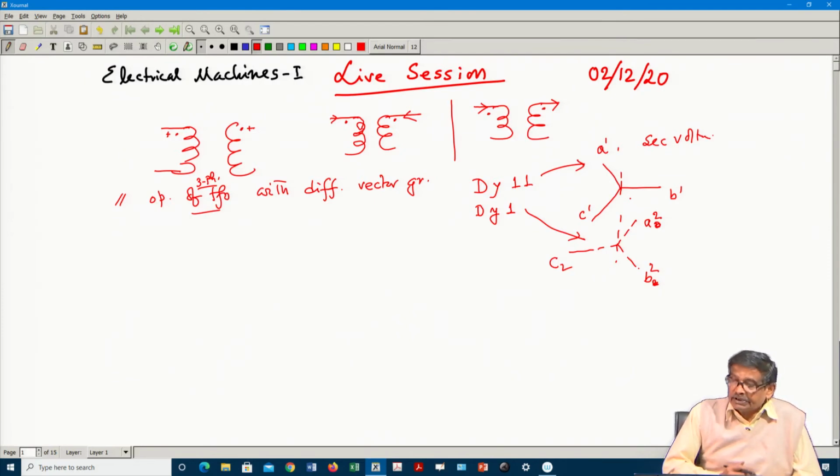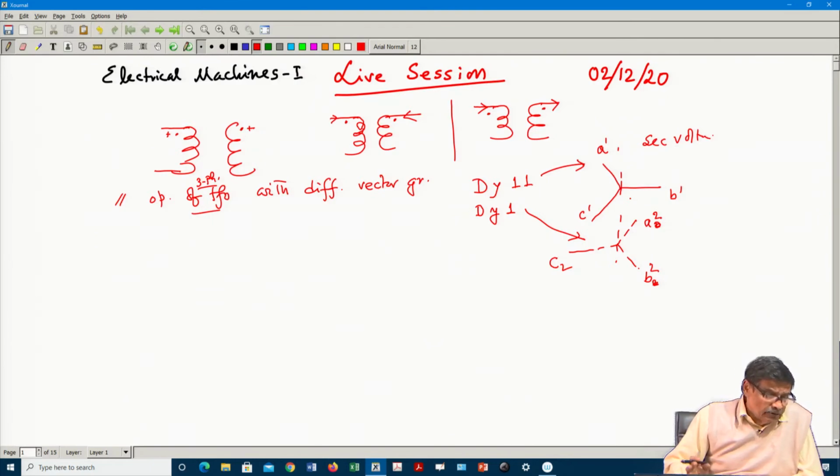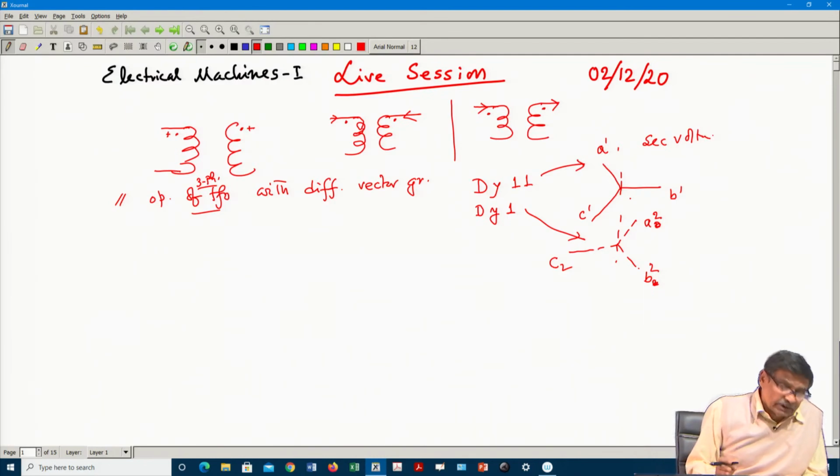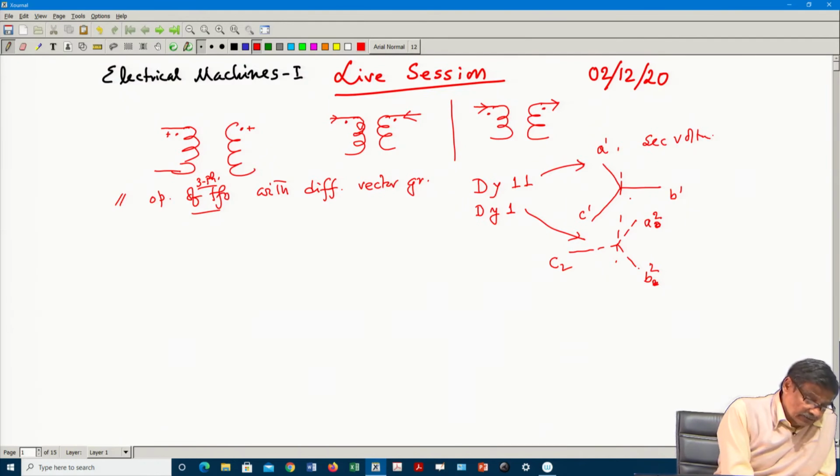Therefore, it is forbidden to connect two transformers whose voltage magnitudes are the same, frequencies are the same, line to line voltage on the secondary is the same, but one belongs to group 11 and another belongs to group 1. No, it is not possible. Never try to do that. The situation will be like a short circuit. Think about it further, go through my lecture notes.